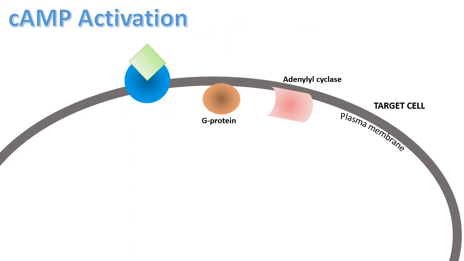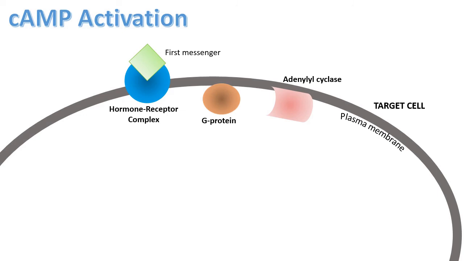The peptide hormone will bind to the receptor protein. Because the peptide hormone is insoluble in lipid, it is unable to diffuse into the cell, so it will bind to the surface of the target cell, forming a hormone-receptor complex. So we have the hormone as our first messenger.